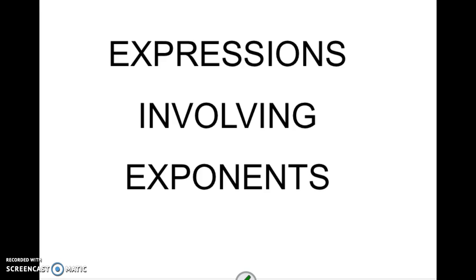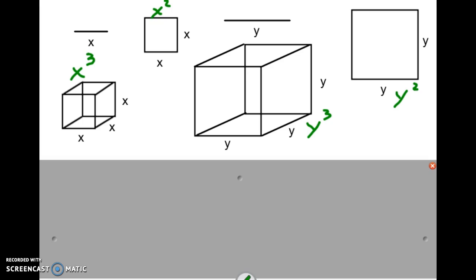All right, if we jump to expressions involving exponents, what we have to realize is exponents are basically a way to represent multiplying things. If we go to a geometry example, x could represent the length of a side, where x times x, or x to the second power, would represent a square, and x times x times x, or x cubed, actually physically represents a cube.